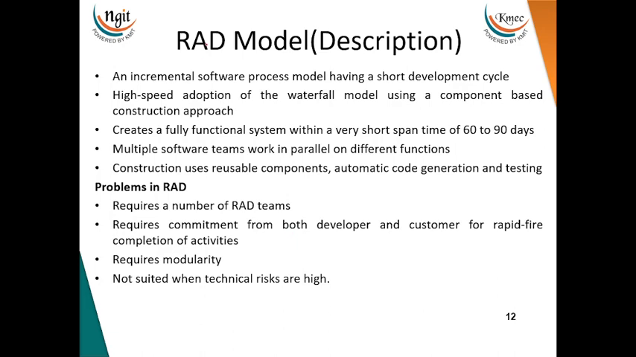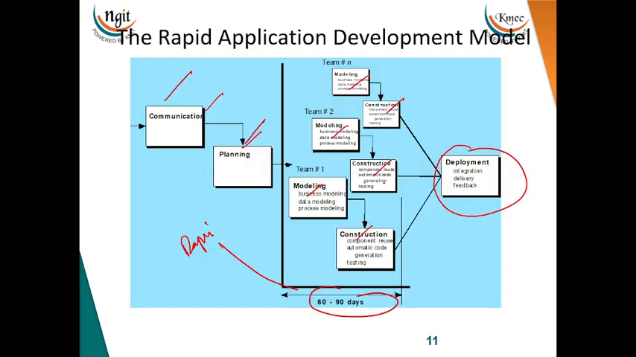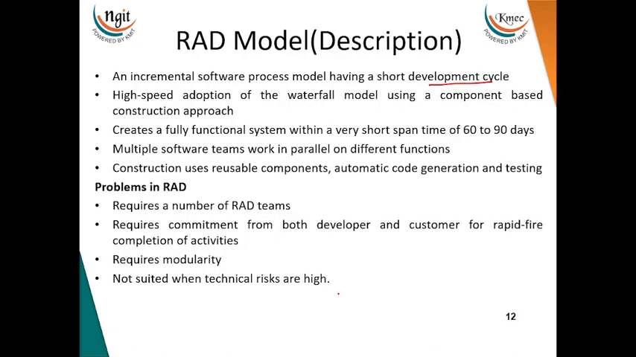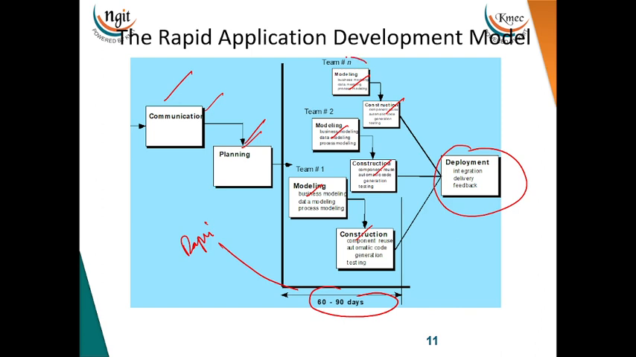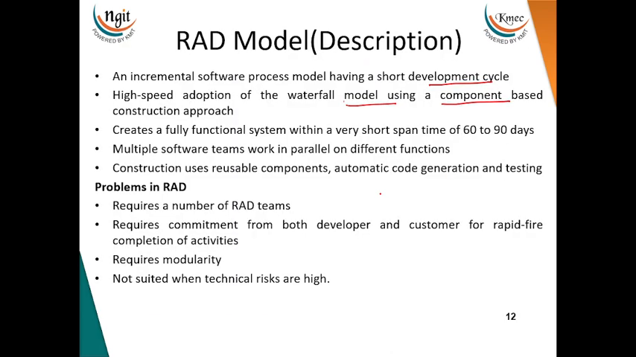Now, the RAD model description: an incremental software process model having a short development cycle, which is 60 to 90 days. It is a high-speed adaptation of the waterfall model using a component base. What do you mean by component base? Developing each one: this is the first component, this is the second component, up to the nth component. Based on that, we create a fully functional system within a short period of 60 to 90 days.